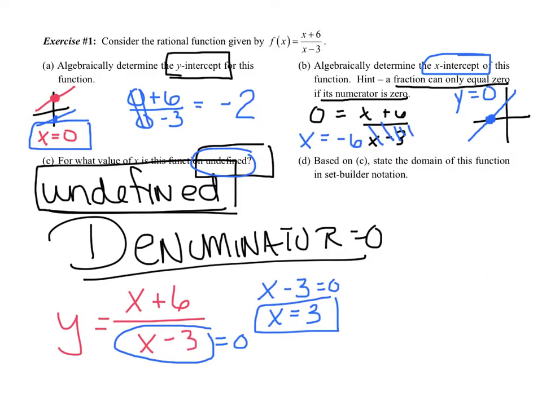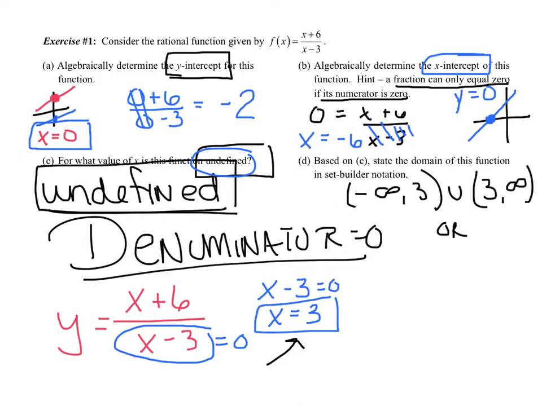Part D. Based on C's answer, state the domain of this function in set builder notation. Well, if 3 is the only number I can't use, I could say I can use all numbers from negative infinity till 3, but don't include 3, and from 3 to positive infinity, but don't include 3.